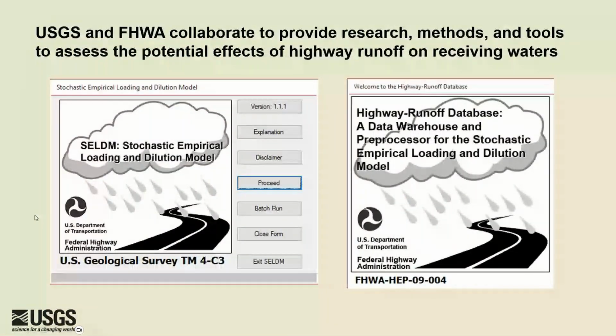All right. So USGS and Federal Highway commonly work together to provide research, methods, and tools to assess the potential effects of highway runoff on receiving waters. The Stochastic Empirical Loading and Dilution Model, SELDM, and the Highway Runoff Database are two among a suite of tools and publications that have been developed to help state DOTs and other agencies make science-backed decisions about resource management.